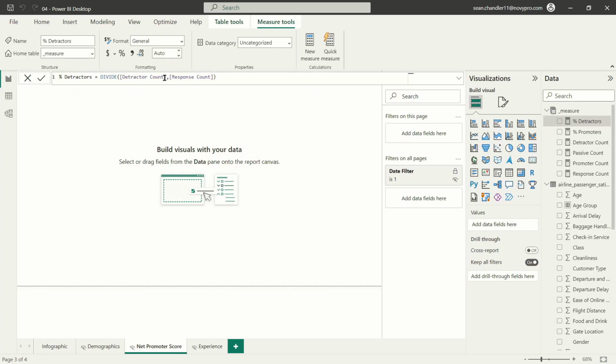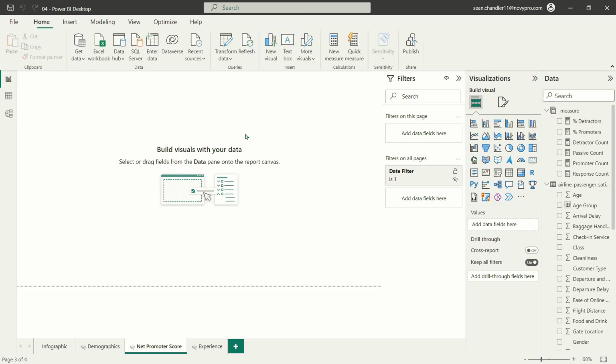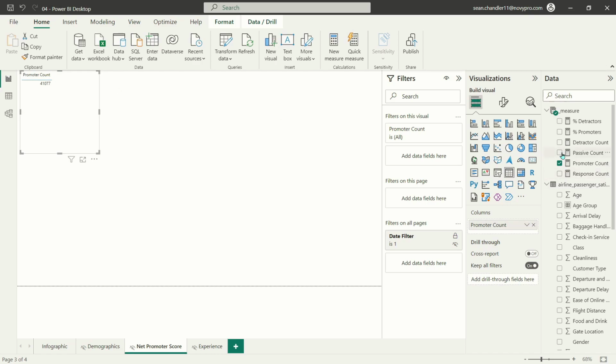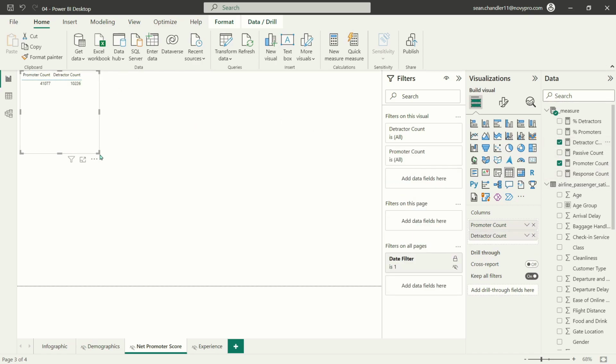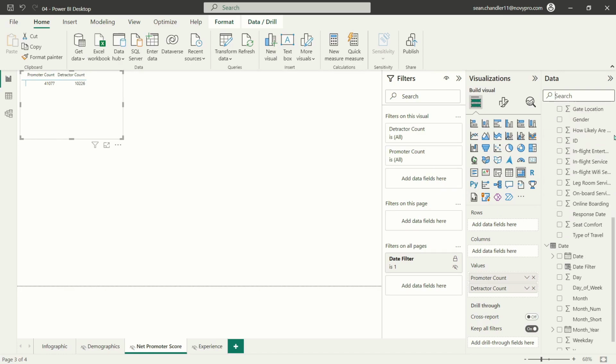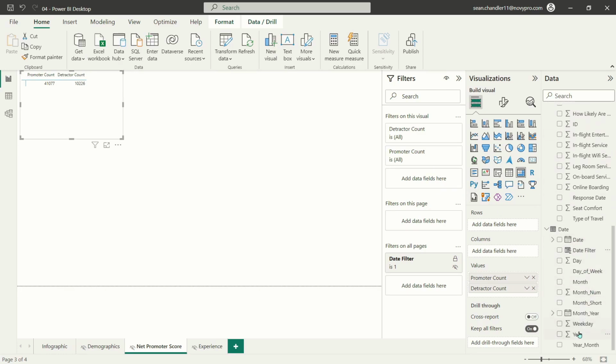And this tells us what percentage of all the responses that we got were detractors. Now, before we calculate NPS, let's go ahead and just make sure that these are working okay. So we have a promoter count here. We have our detractor count here, which is honestly pretty high. And let's go ahead and add a matrix so that I can add year from our date table.